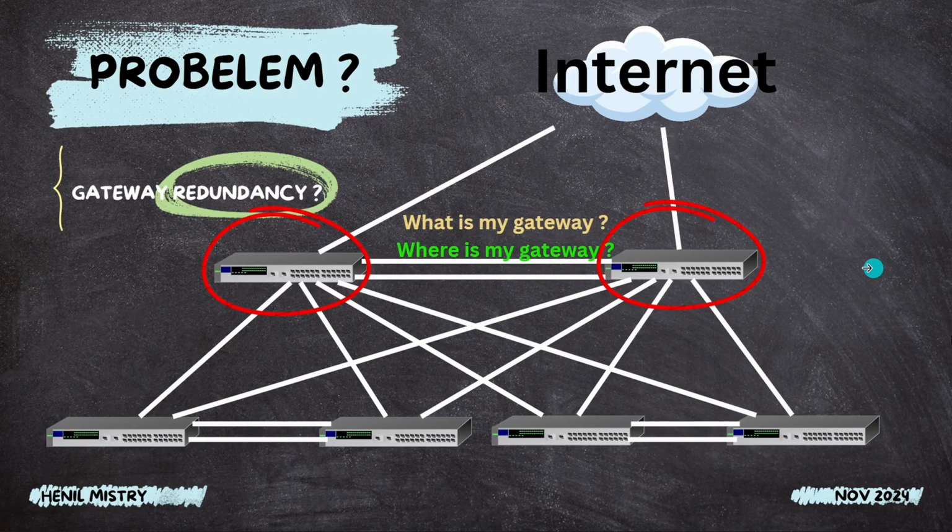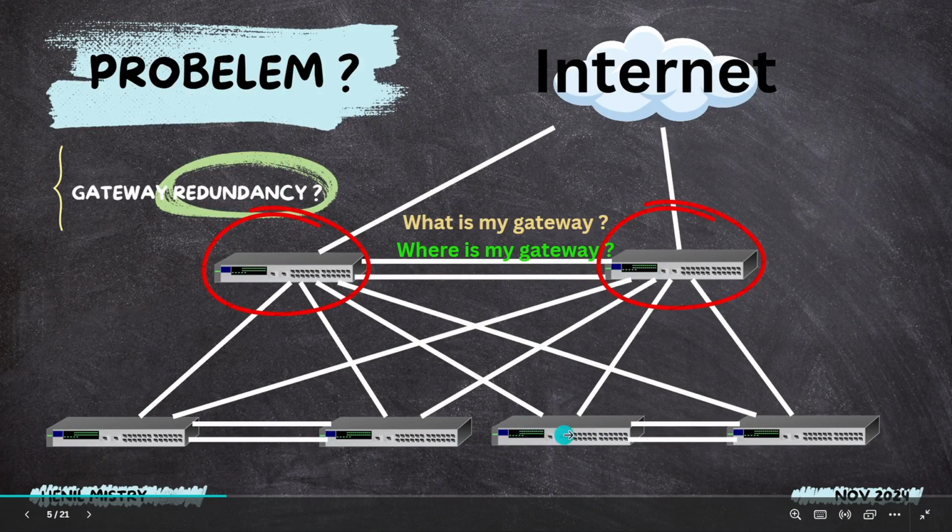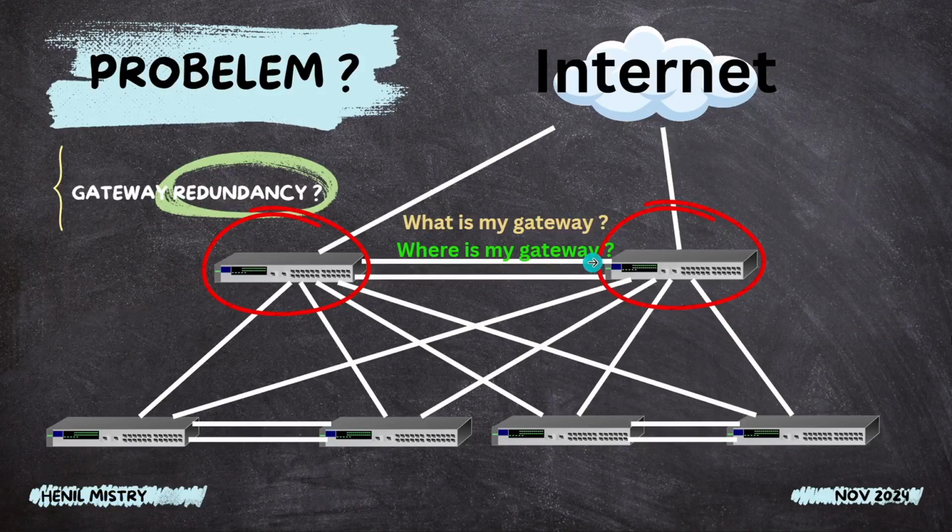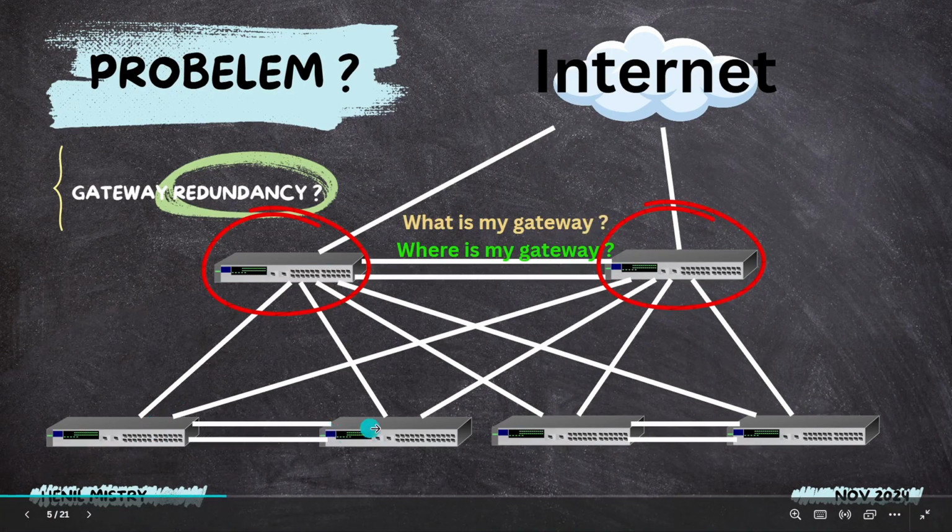Let's say these two devices have configured the IPs. The hosts connected to these switches will ask two questions: what is my gateway, and where is my gateway? These are two separate questions. What is my gateway? That is the IP address that may have been configured on hosts connected to these switches.